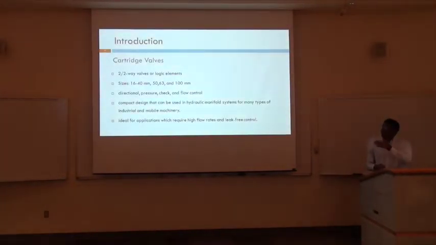So let's look at what a Cartridge valve is. Typically a Cartridge valve is a two-way valve. It's also referred to as a logic element. It comes in a variety of sizes, usually from 16 millimeters to 14 millimeters, and there's the standard 50, 63, and 100 millimeter. And the sizes refer to the orifice within the Cartridge valve, which I'll speak about a little later. Cartridge valves are normally used for directional pressure check and for flow control. So those are the three main purposes that people use Cartridge valves.